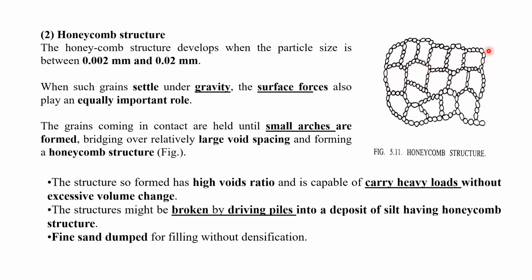So what is the example for the honeycomb structure? The fine sand dumped for filling without densification. If you are going to fill the lowland area using fine sand, as you know, the size of fine sand as per the IS classification varies from 75 micron to 425 micron. If you fill the lowland area using the fine sand, a structure like honeycomb will be formed.